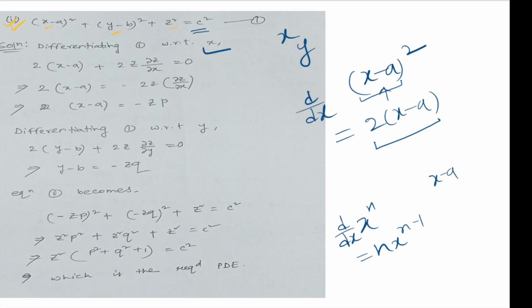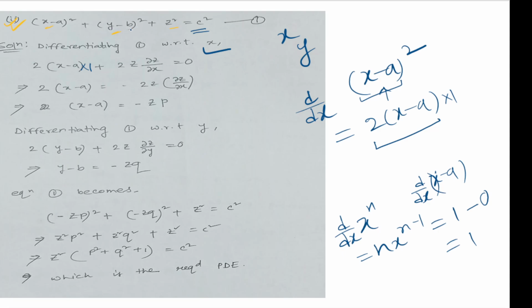If you just differentiate it with respect to x, what will we get? You will get only 1, right? Because d/dx of x is 1 and d/dx of a is 0. So 1 is being multiplied with this. So it can be written that you have got 2 into (x minus a) into 1, and then (y minus b) whole square.